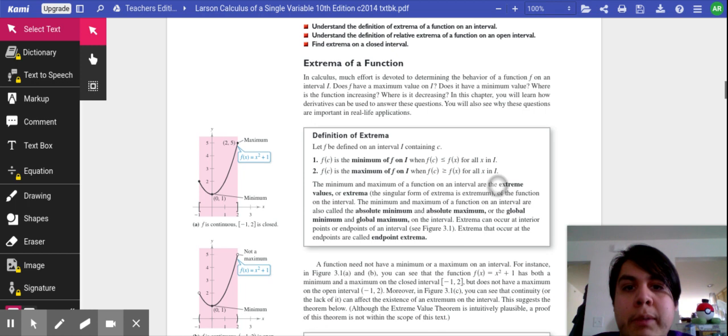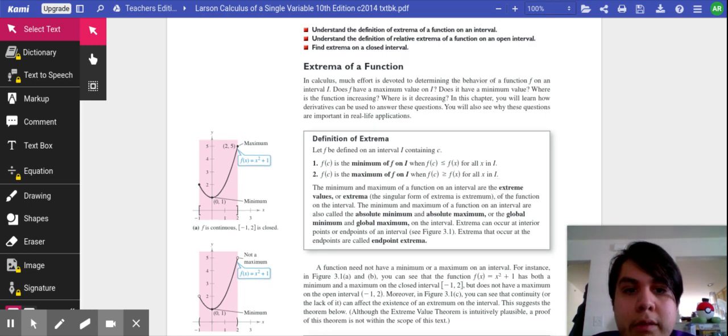Extrema is essentially where you have a maximum or a minimum, right? So it says right here where I'm kind of jabbing, the minimum and maximum value of a function on an interval are the extreme values, or the extrema. The singular form of extrema is extremum, of the function on the interval. The minimum maximum of a function on an interval are also called the absolute minimum or the absolute maximum, or the global minimum, global maximum.